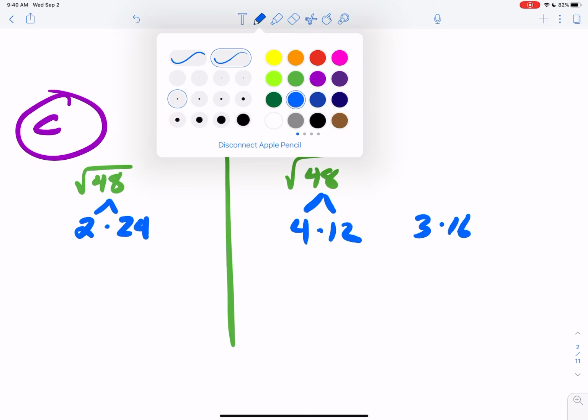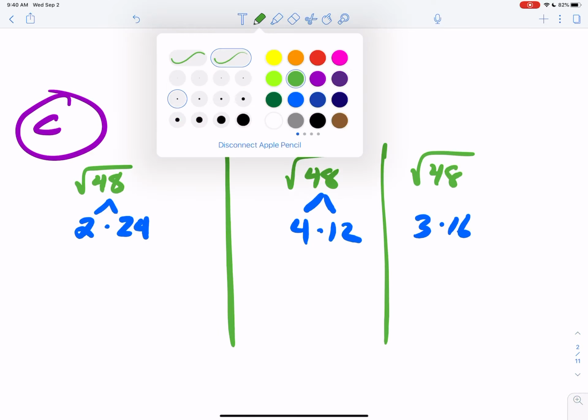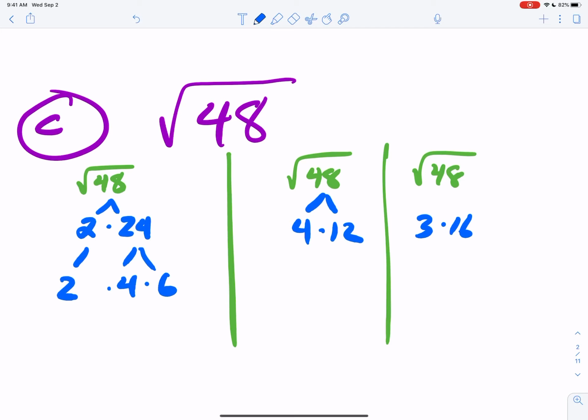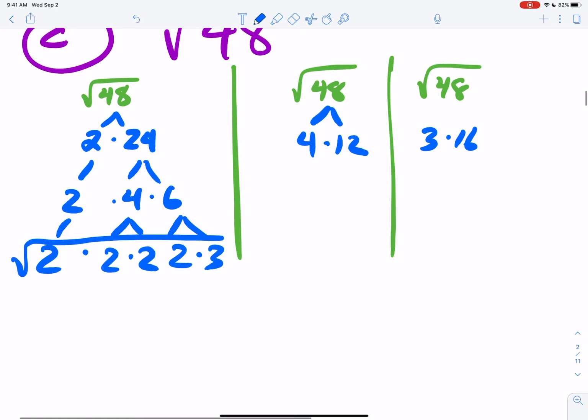Actually, I'll do this 3 ways. Okay, so however you started, it doesn't matter as long as you end the same way. 2 cannot be broken down. 24, one example is going to be 4 times 6, or 2 times 12, or 8 times 3. So you keep breaking it down. 4 can be broken down as 2 times 2. 6 can be broken down as 2 times 3. So here's what I have there. I can't break down 2's and 3's anymore.